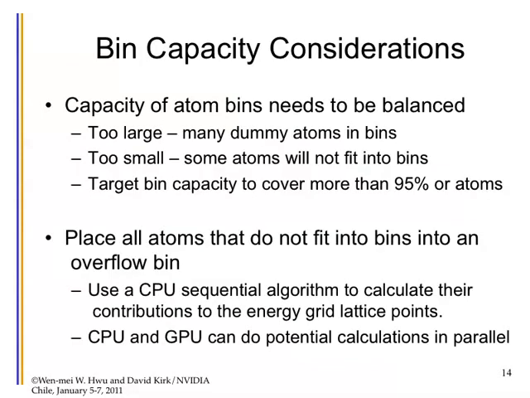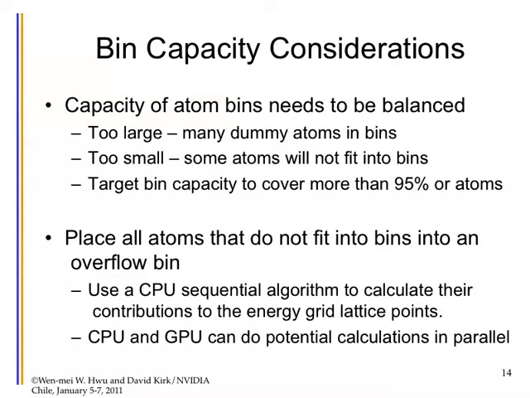So there are a couple of things that you should think about. One is bin capacity. The capacity of these atom bins needs to be balanced between two conflicting requirements. One is if the bin capacity is too large, then you'll end up with many dummy atoms in the bins, okay? And this will cause some problems, and you're going to see some implementation, and you're going to see exactly where those problems start to pop up.